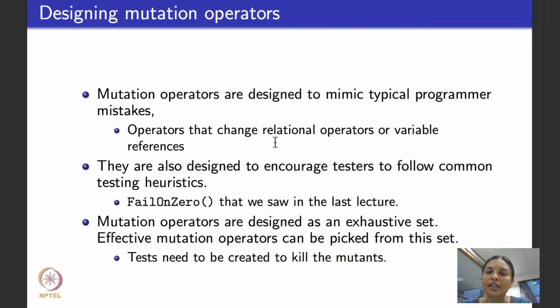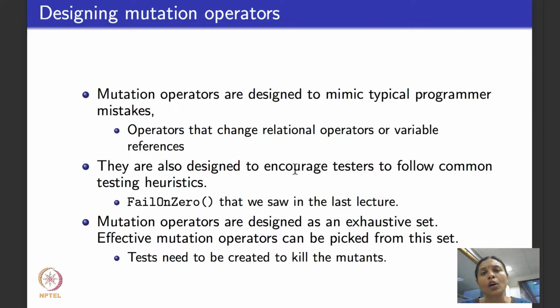These could be operators that change relational operators. As I told you, maybe he's supposed to do less than or equal to, but instead the programmer did less than. Or maybe greater than or equal to, instead he did greater than. Or maybe he had to do I++, instead of that he did J++. That means a changed variable name or a variable reference. So we are going to see mutation operators that mimic these kinds of mistakes. They make small changes that mimic these mistakes and see how the program behaves, whether the mutant can be killed or not. They are also designed to encourage testers to follow common testing heuristics.